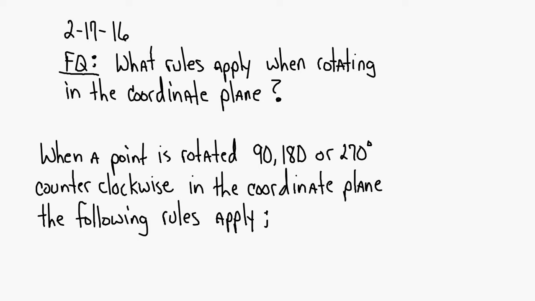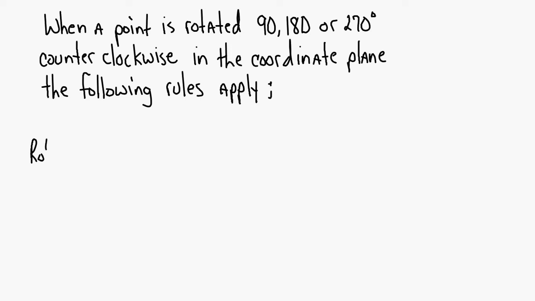Alright, so you're going to set up a table on your paper now. And the table is going to have a column for the rotation. And then it's going to have a column for the rule. And then it's going to have a column for what it means.